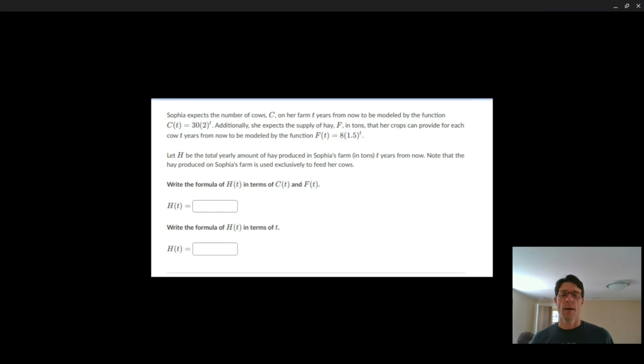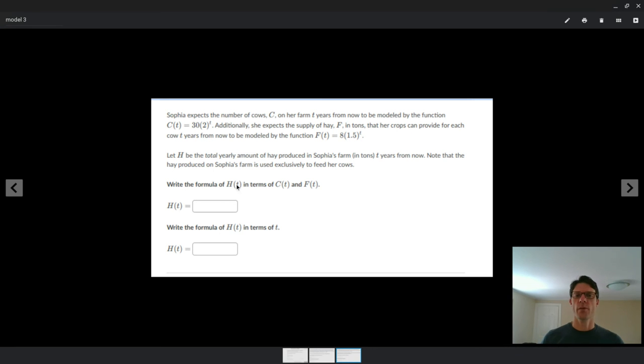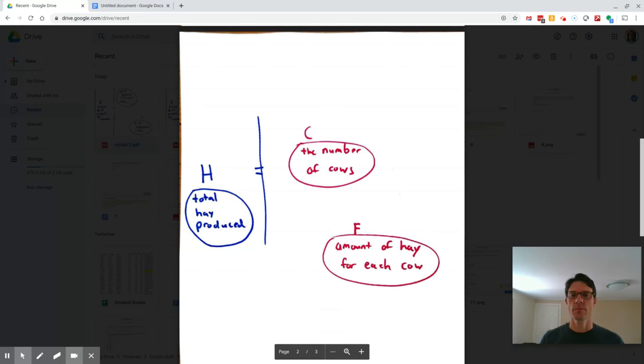Okay, let H be the total yearly amount of hay produced in Sophia's farm. Note that the hay produced on Sophia's farm is used exclusively to feed her cows. Okay, so here we're supposed to write a formula for H in terms of C and F. So again, I go back to my paper and I think about what the meaning of H, C, and F are, right? H is what we're trying to design a function for. It's the total hay produced.